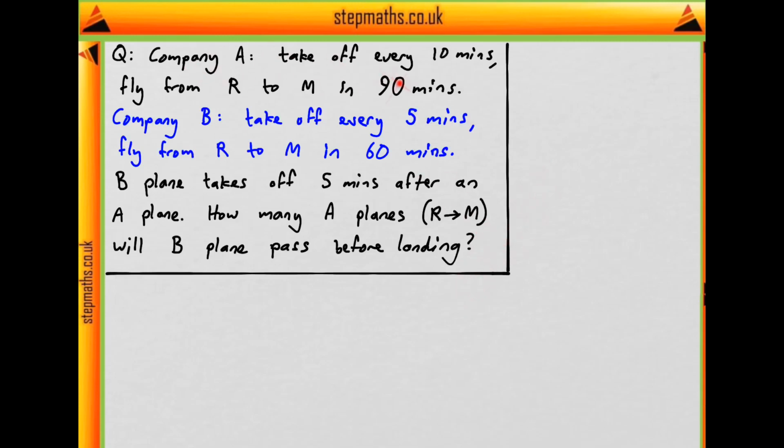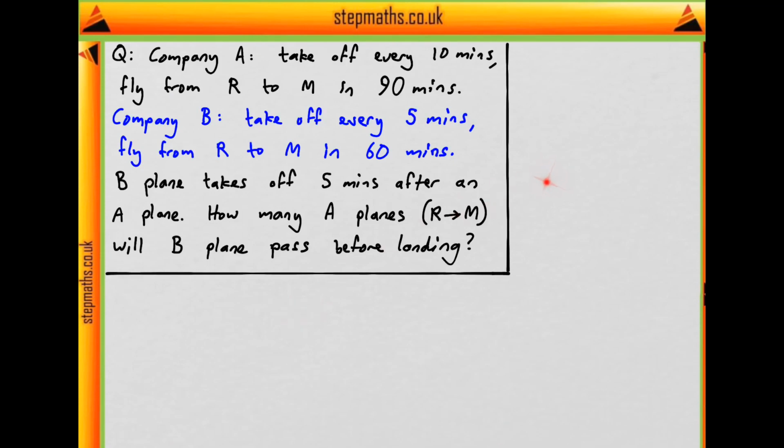So company A, a flight from Rome to Milan takes 90 minutes, and company B takes 60 minutes to do the same flight. And so the B plane is going faster than the A planes, and they're all going in the same direction. We don't have to worry about passing planes going from Milan to Rome, but we want to know how many A planes are passed by the B plane during its journey, since it's going faster.